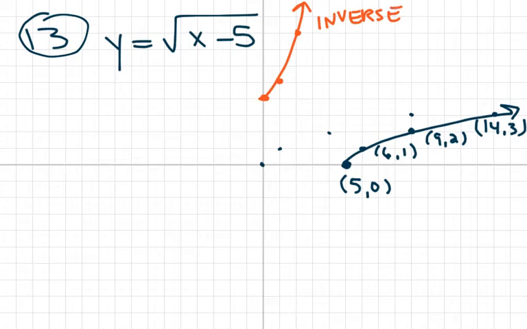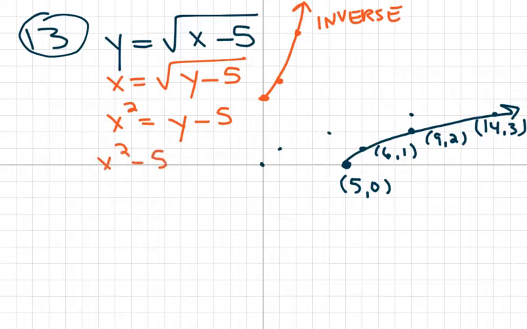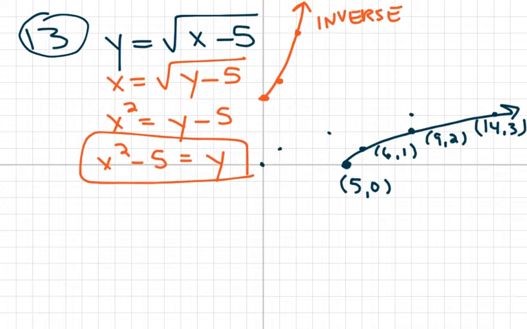Now the equation of the inverse you get by flip-flopping x and y, and then solving the equation for y. So this is the equation of the inverse. Now I want you to notice that the inverse of a radical equation is going to be a quadratic equation. But it's not quite a parabola, is it? It's only a half a parabola. That's because the original graph was like a sideways half of a parabola.